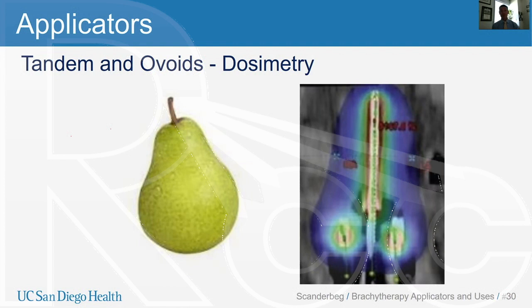This shape conforms to the usual growth of cervical cancer, as it typically spreads from the cervix superior into the uterus and then also laterally into the parametrium, thus pear-shaped, looking at it in that coronal view.